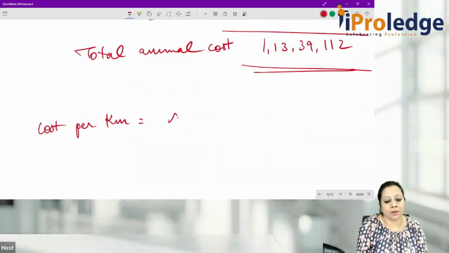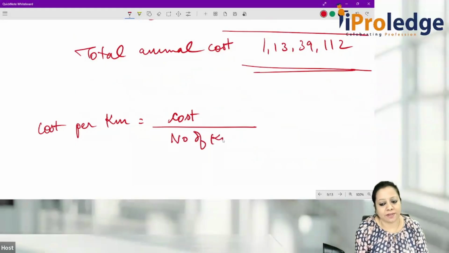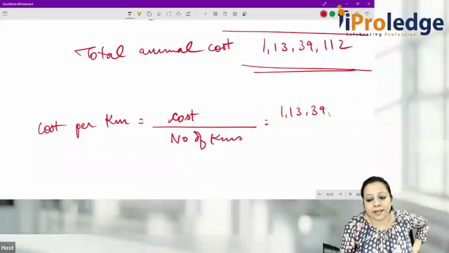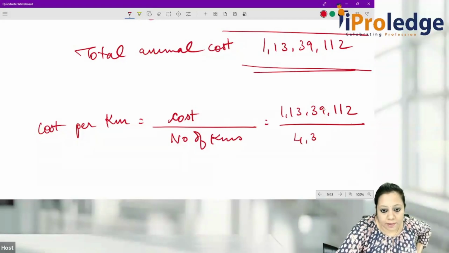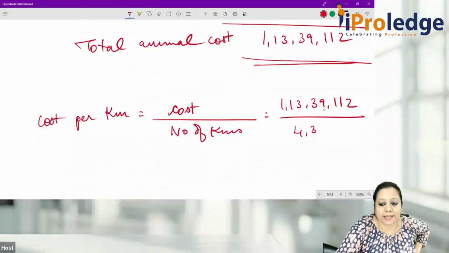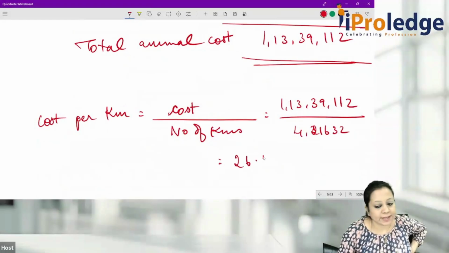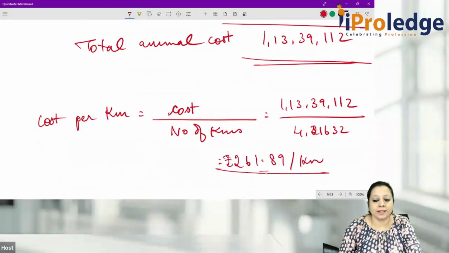Cost per kilometer is equal to cost divided by number of kilometers, correct? What is the cost of 1,13,39,112 divided by number of kilometers? 4,21,632. Okay. That gives 261.89. Okay, just check both of you. So this is the cost per kilometer, isn't it?